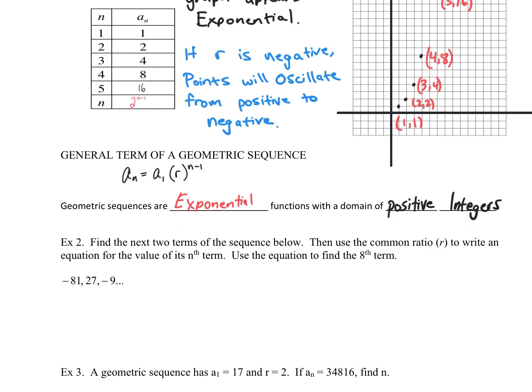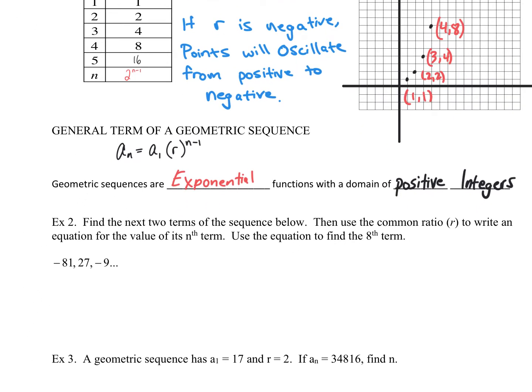Just like with an arithmetic sequence, we have a general equation to find the nth term in a sequence. We take the first term, we multiply it times our common ratio one less time than the number we're on. So if I was trying to find the 10th term in a geometric sequence, I would take my initial value, a1, and multiply it times my common ratio 9 times to find the 10th number.